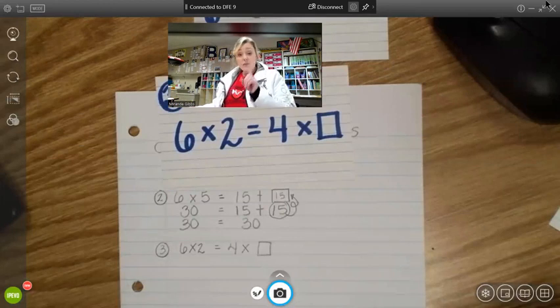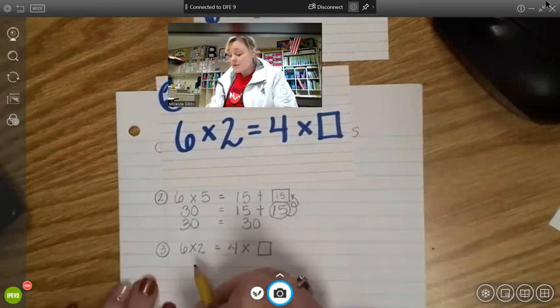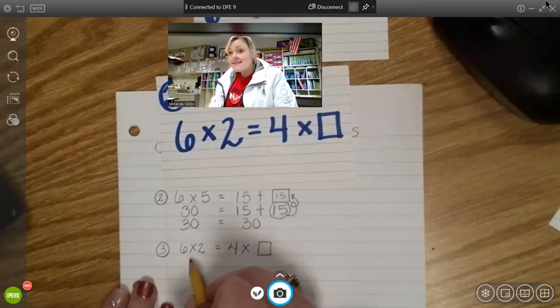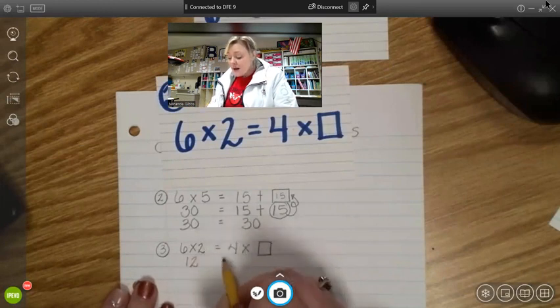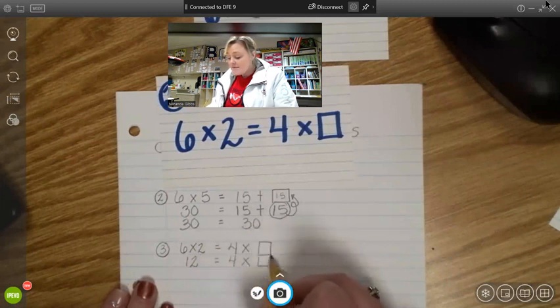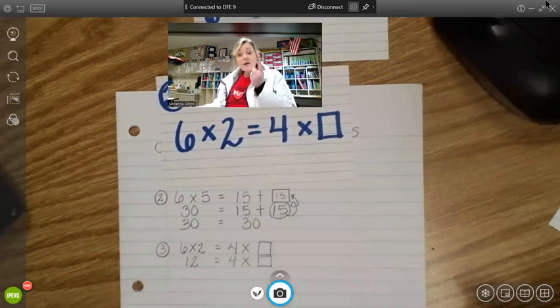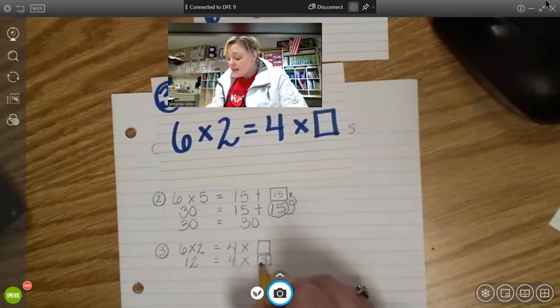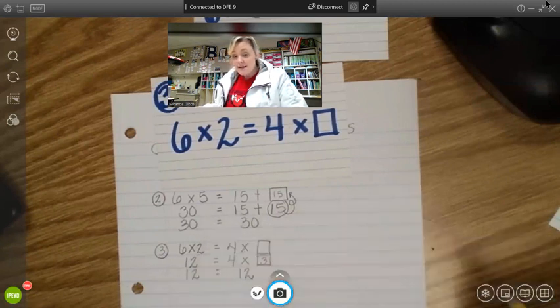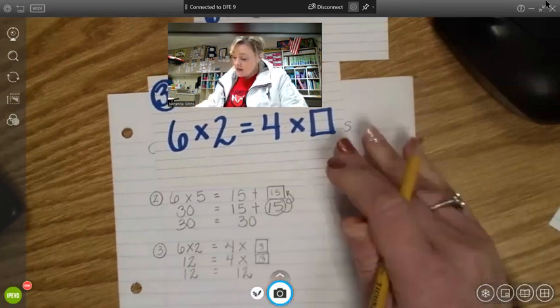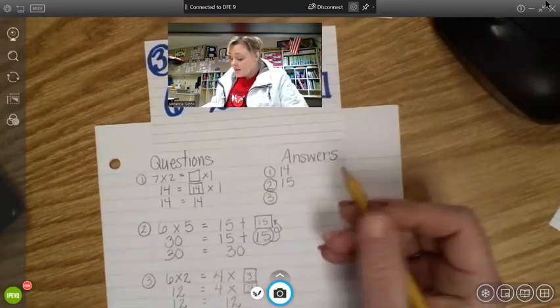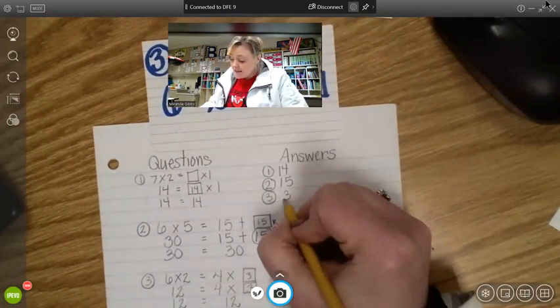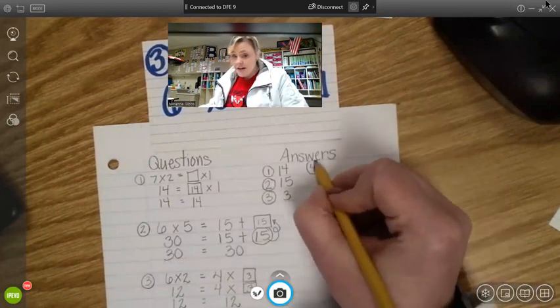So we're going to solve one side first and rewrite the problem. So 6 times 2 is 12, and 12 is the same as 4 times what? So I can skip count by 4s, 4, 8, 12. So that's 3 of them. So 4 times 3 is equal to 12. Now both sides balance. So the answer is 3. I'm going to go back up to my answer section and I'm going to put the whole number 3. Put number 4's answer right here.